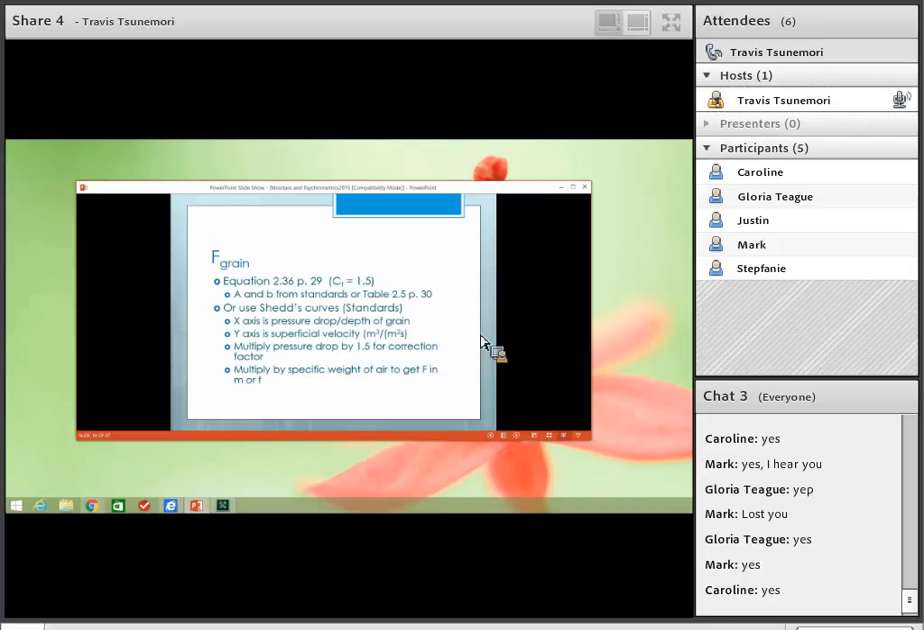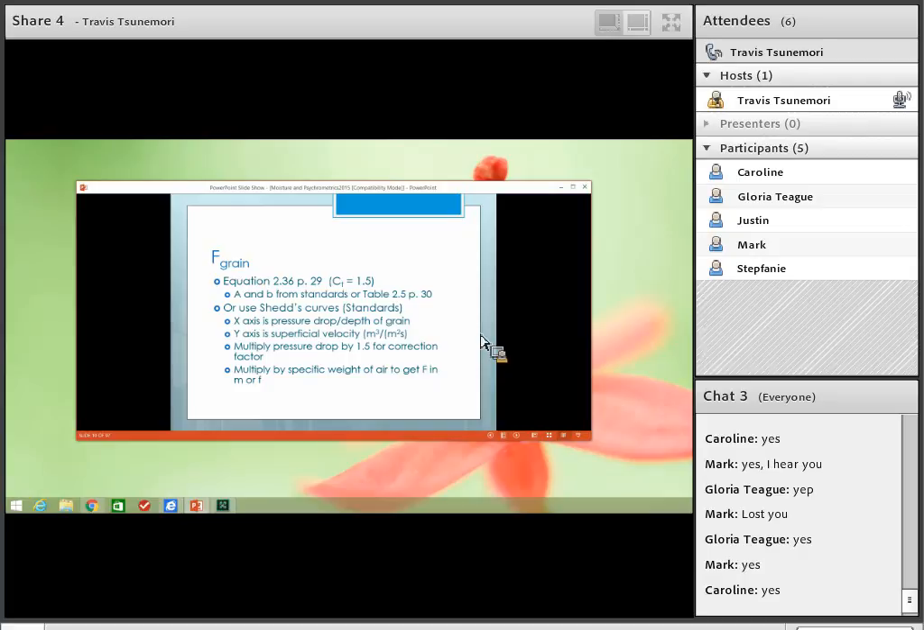And then the friction loss through the grain, we can use equation 2.36 on page 29. There are constants in there, and those were determined experimentally. You can get them from the ASABE standards that I included with the material for tonight, or table 2.5 on page 30 of the textbook. We're going to get some practice using this. And in that equation, there's a correction factor, C sub F, and we use 1.5.